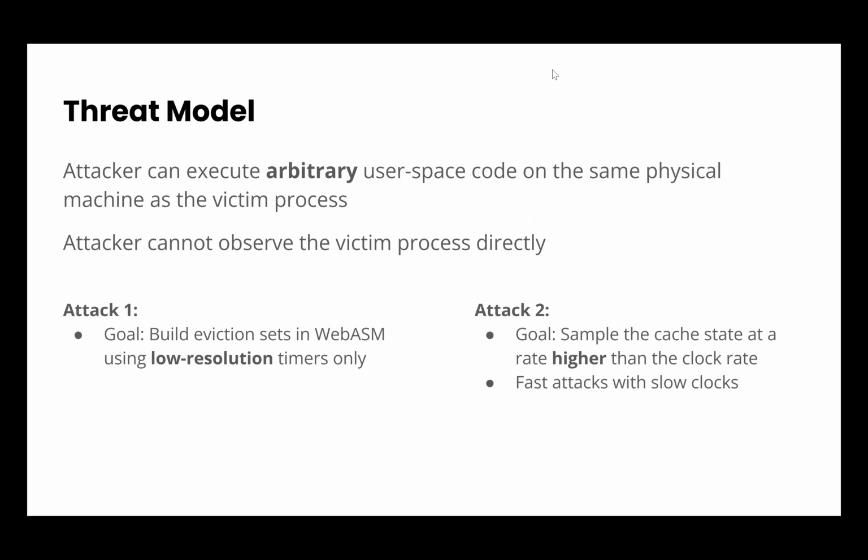Okay, so they explain two separate attacks in this paper. Both have a pretty similar threat model, assuming the attacker can execute arbitrary user space code on the same physical machine as the victim, but that they can't observe the victim process directly, just like most cache side channel attacks. The first attack focused on building eviction sets in WebAssembly using, as mentioned, low resolution timers only, since that's the only timers you have access to when using JavaScript.